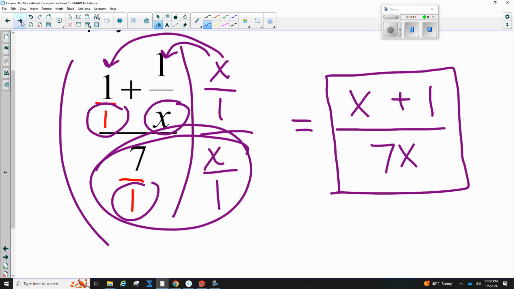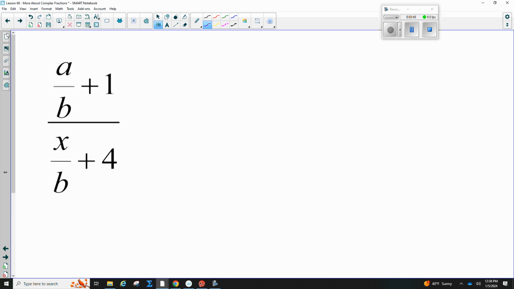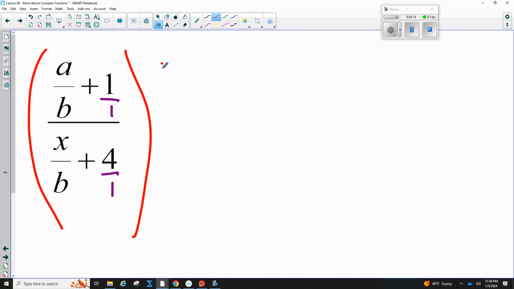All right, let's try another one. A over b plus 1 all over x over b plus 4. All right, so this 1 I like to put over 1, so everybody has a denominator. And this 4 I like to put over 1, so everybody has a denominator. All right, look at now your 4 denominators. What's your common denominator? So we're going to do b over 1 over b over 1.